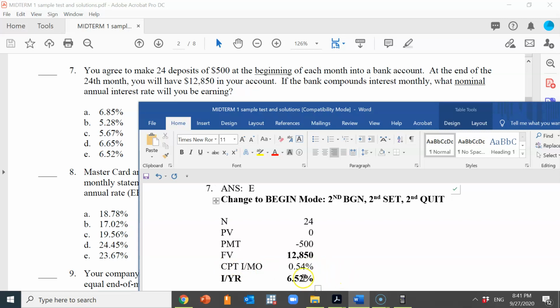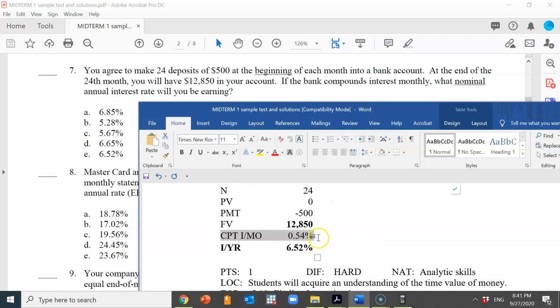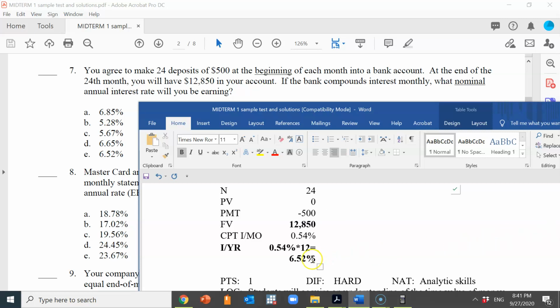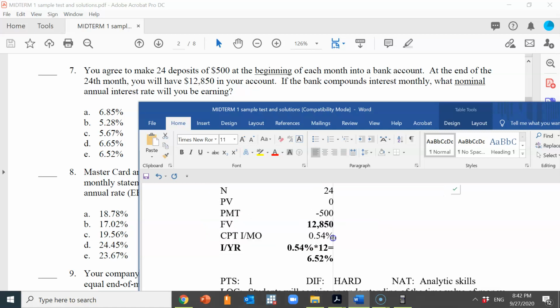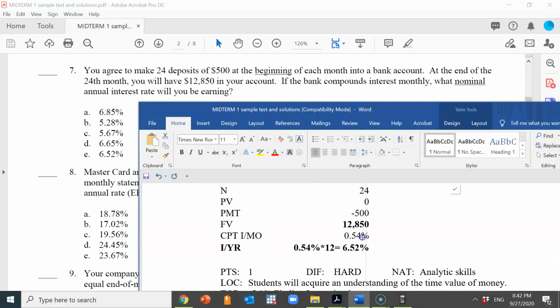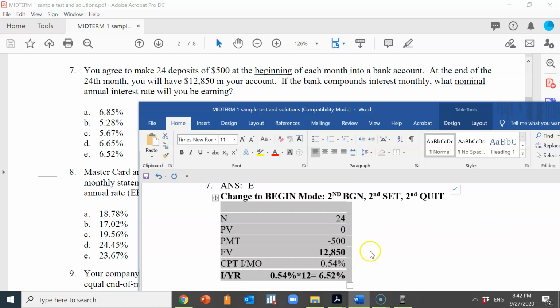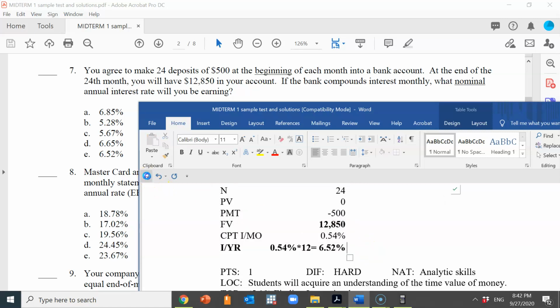You're going to get 0.54 on the calculator. So you add back the percentage sign. The monthly rate should be 0.54%. And then you multiply by 12. You use 0.54% multiplied by 12. So you have 6.52 as your final answer for this question. Option E.